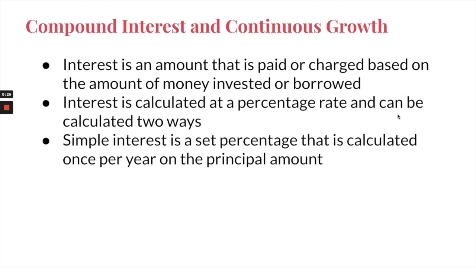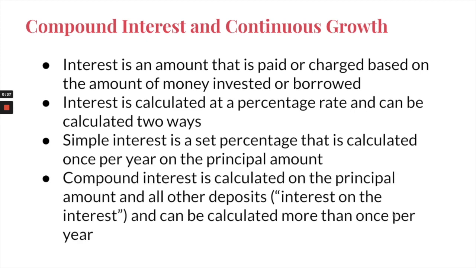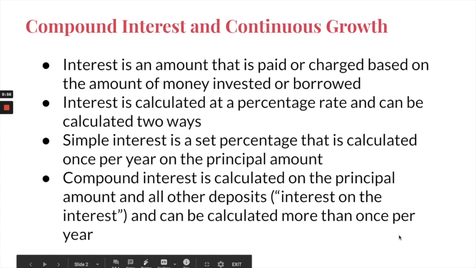The first is simple interest, which is a set percentage that is calculated one time per year on your principal amount, or the deposit or the amount borrowed. That's our principal amount. Or we can calculate compound interest, which is calculated on the principal amount plus anything else that has been deposited into the account, meaning if I earn interest after 3 months, then at 6 months I would get to collect interest on that interest. And we're going to calculate that more than one time per year.